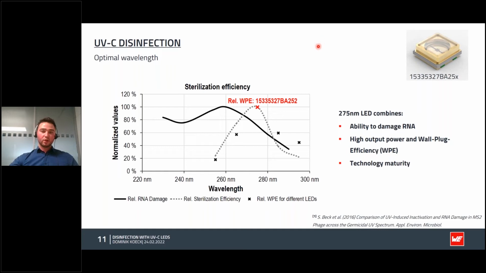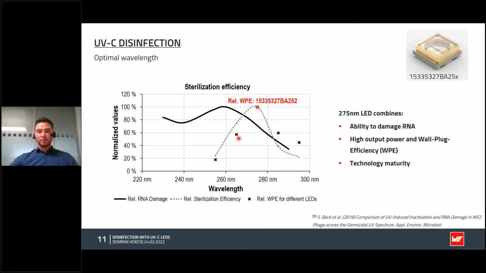So the technology for 275 nanometer is much more mature. And basically, I showed this in this graph, where you have the crosses, which are the relative wall plug efficiency, WPE, for different available LEDs on the market. And what you find is that actually the 275 nanometer has a much higher efficiency. So basically, wall plug efficiency is the optical power divided by the electrical power. And you see, for other wavelengths than 275, it's much lower.